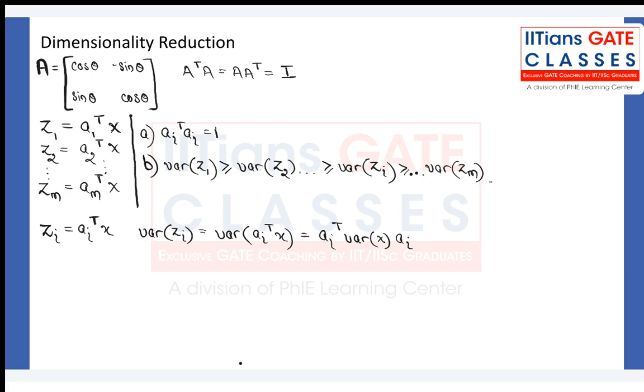Okay. What is the expectation of Zi? Expectation of Zi is nothing but the expected value of AI transpose X. This is nothing but AI transpose expectation of X, expected value of X. Now, you know there are two things, right? There is something called population and there is something called sample.